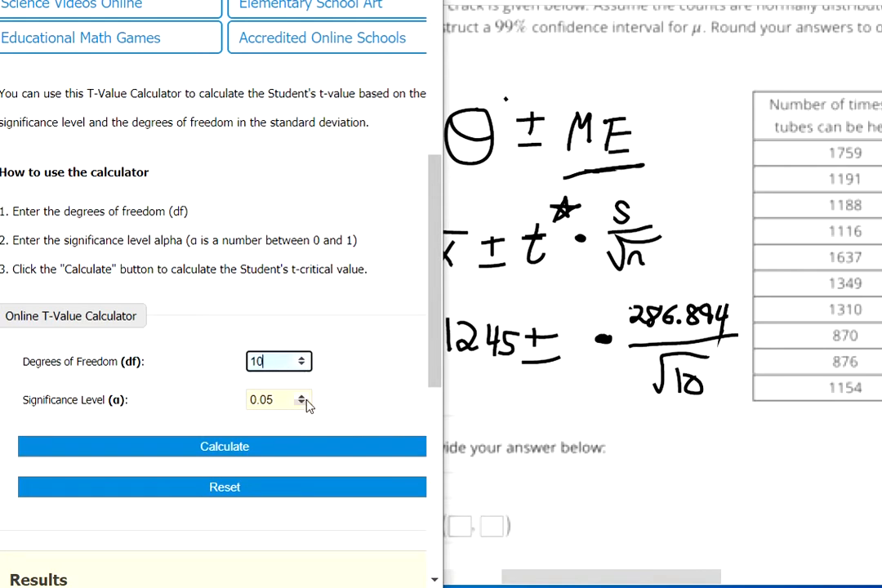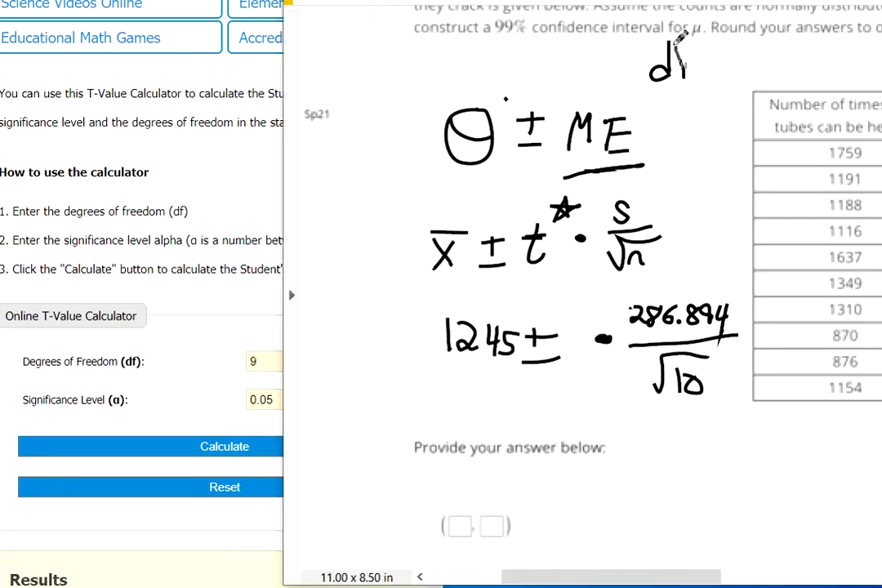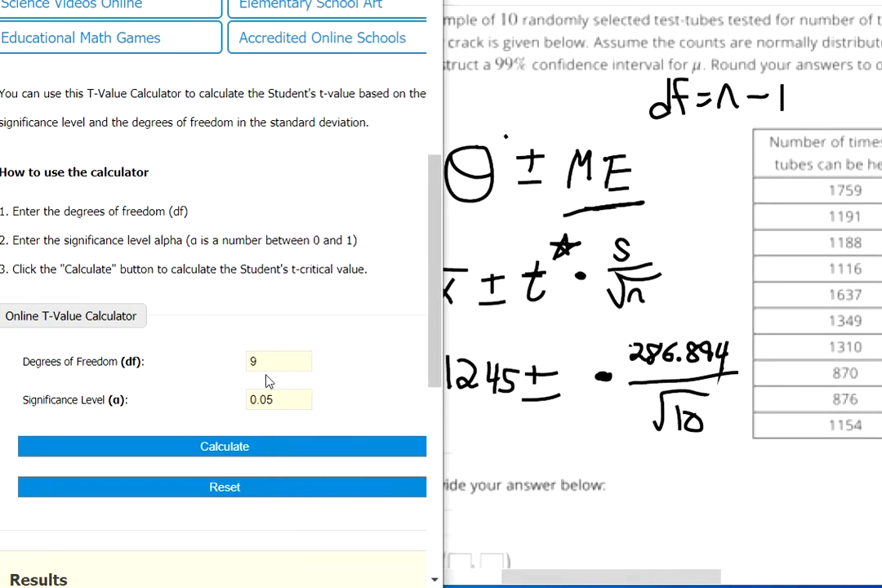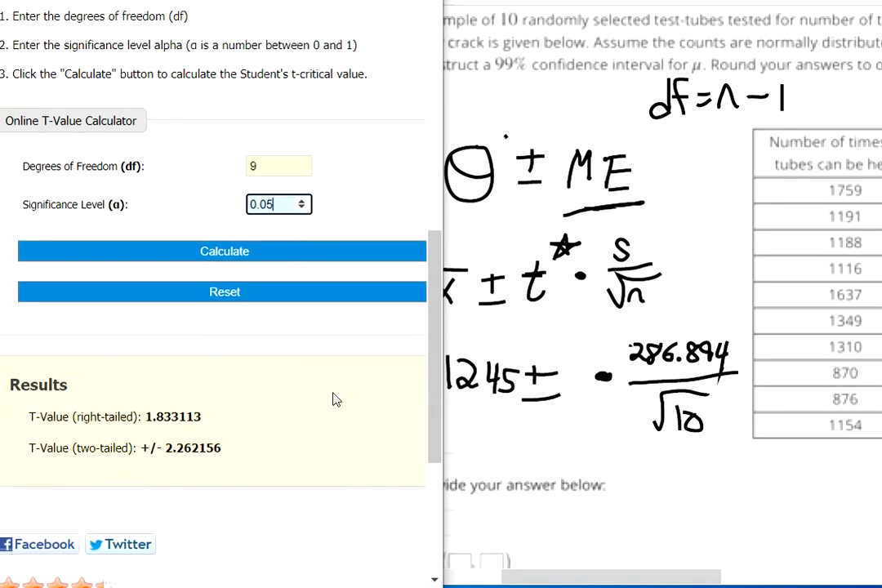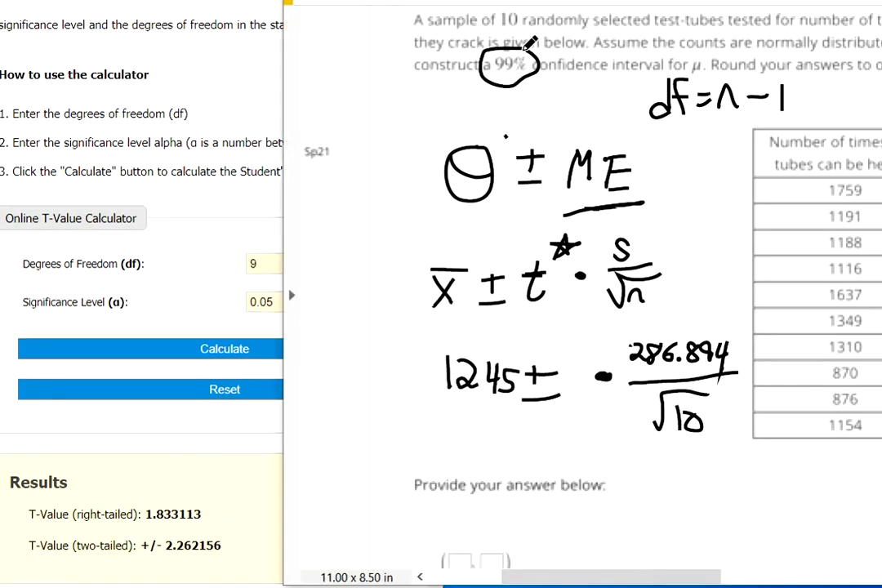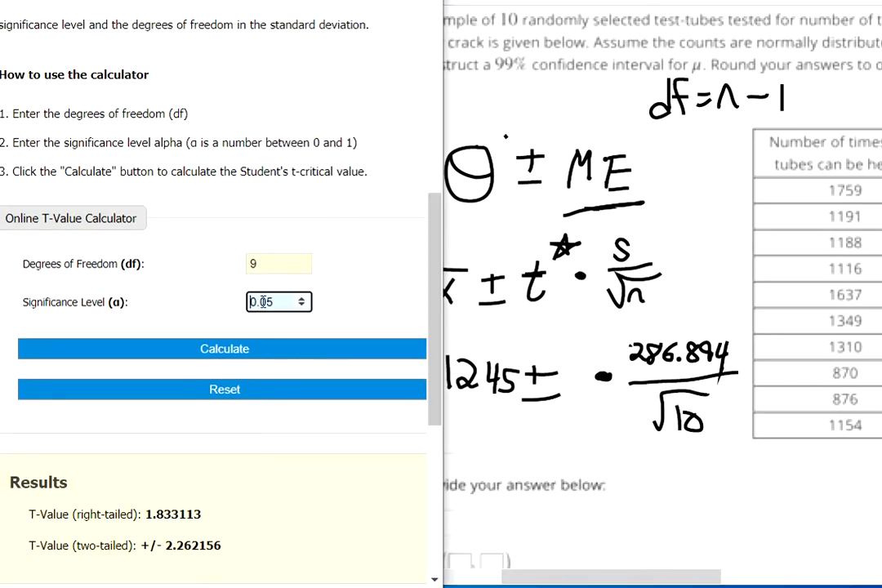Degrees of freedom. For this test, it's 9, because when you have just one mean, the degrees of freedom is the sample size, which is 10 in our case, subtracted by 1. So that's why I use 9 for degrees of freedom. Then the significance level. Look, it's 99% confidence. That means we want to have 1% in our tail. So that's the significance level there.